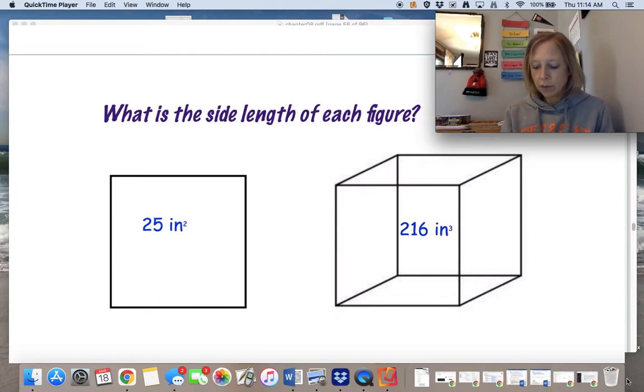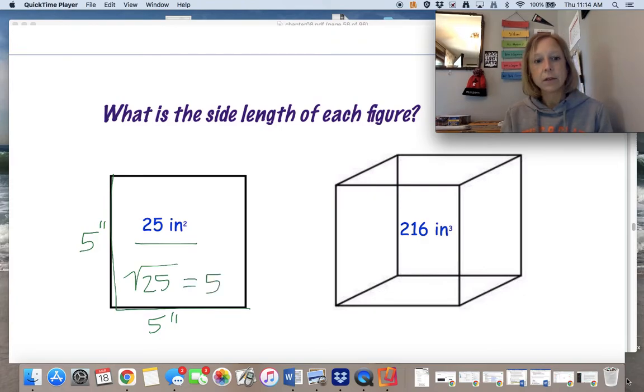If I were to ask you what is the side length of each figure, see if you can come up with that. We'll start with the side length of the square, knowing that the area is 25 square inches. That's right, the side lengths are 5 inches, and we know that because the square root of 25 is equal to 5. Okay, so we see square inches, and we know to undo that, we have to take the square root.